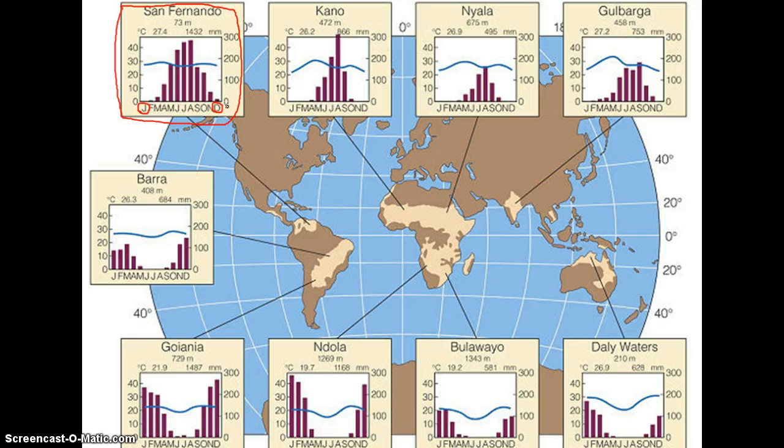And then what you see is kind of a weird combination of a line graph and a bar graph all on the same graph, all in the same space, which is a little bit odd, I know. So let's break this down quick, and then we'll analyze these different climatograms.